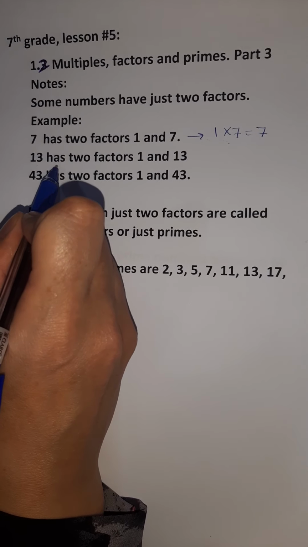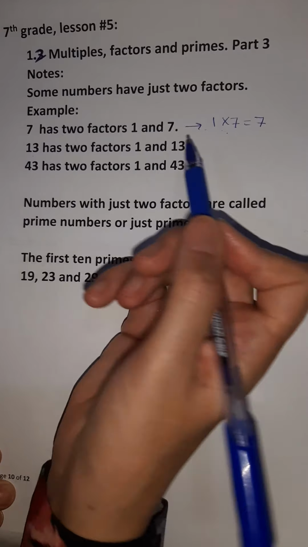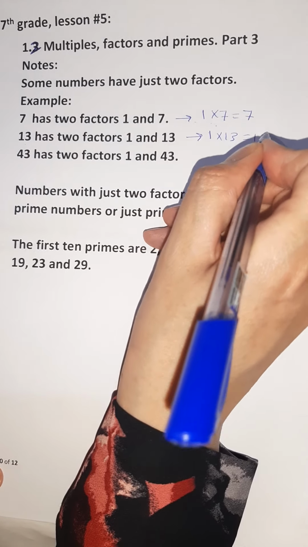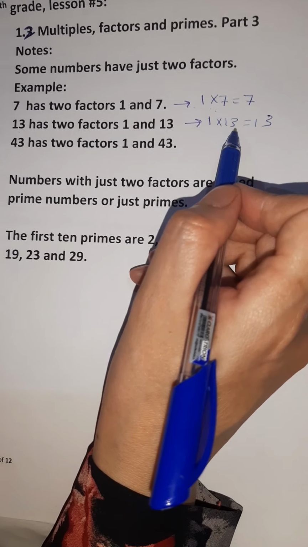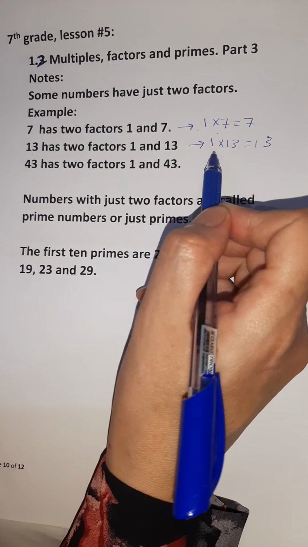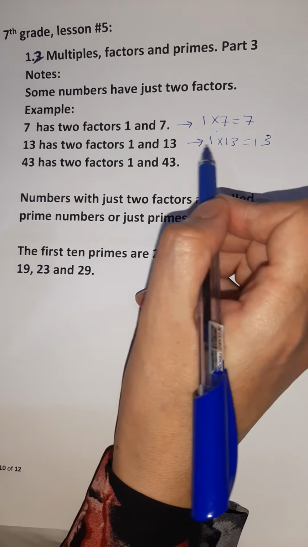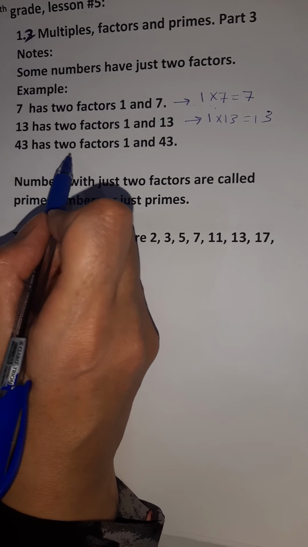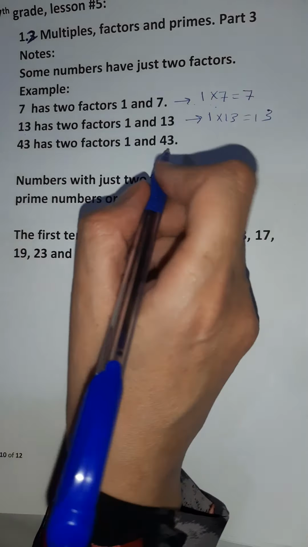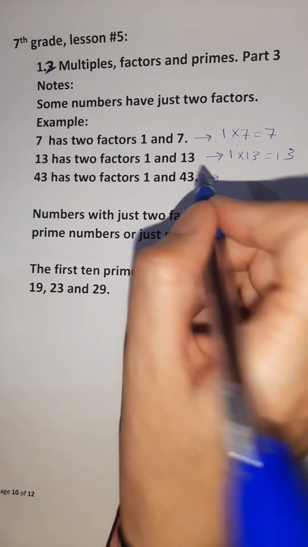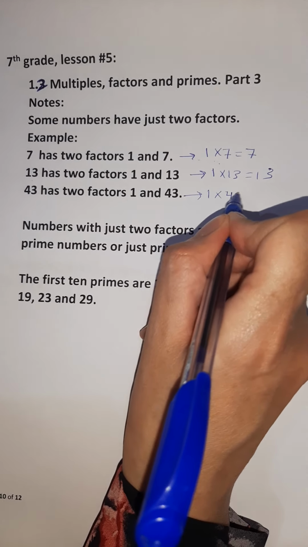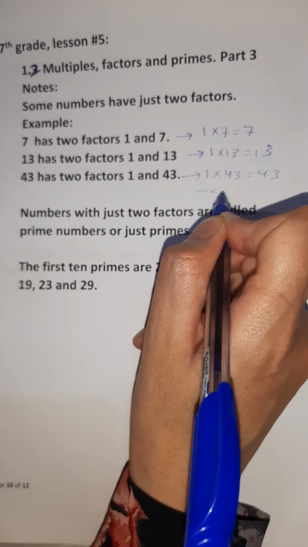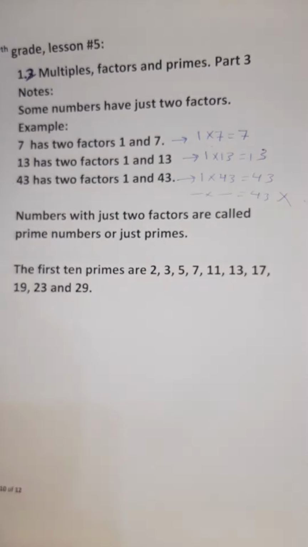13 also has 2 factors, 1 and 13. Why? Since we can write 13 as 1 times 13 equals 13. Can you give me positive integers that you can multiply by each other to give you 13? No, we just have 1 times 13. 43 has 2 factors, 1 and 43. Why? Since 1 times 43 equals 43. There are no positive integers that you can multiply to give you 43. Nothing like that.